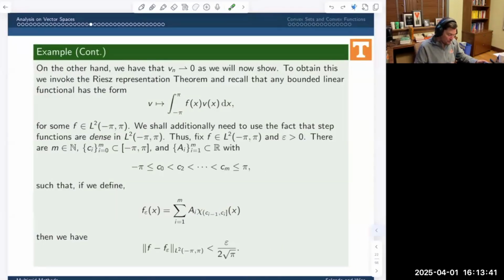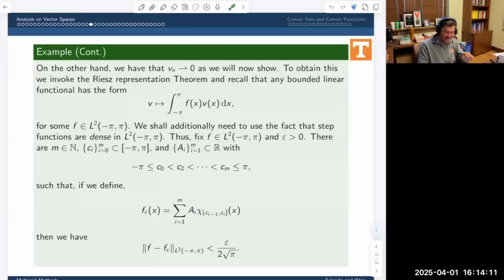Now, on the other hand, we're going to show that this sequence converges weakly to 0. It doesn't converge strongly to anything, but it does converge weakly to 0. And this is really a restatement of the Riemann-Lebesgue lemma. So let's prove this. To obtain this, we're going to invoke the Riesz representation theorem, which says that any bounded linear functional can be written as an inner product.